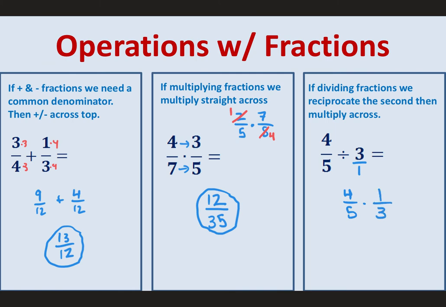Now this is just a multiplication problem. Now we can just multiply straight across. There's no pre-simplification. We don't have to worry about that. So we just go 4 times 1 is 4. 5 times 3 is 15. Okay, so there we go. That is adding, subtracting, multiplying, and dividing with fractions.